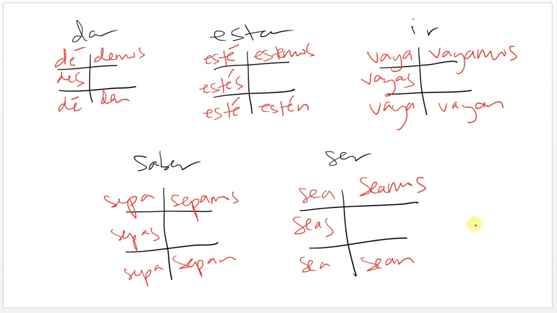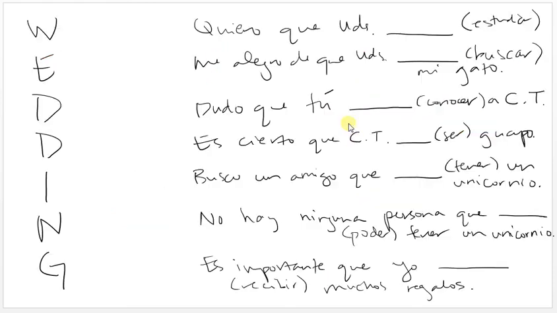Okay, that's everything you need to know about how to form the subjunctive, and hopefully what you already know as well. Okay, so now we're going to talk about when to use the subjunctive. And hopefully you remember this acronym from last year, WEIRDO. And each of these is a different trigger.